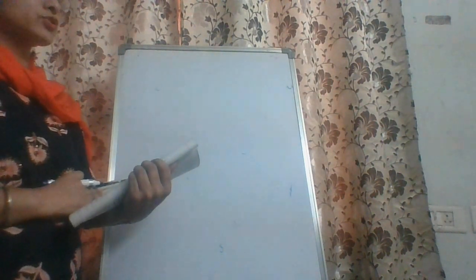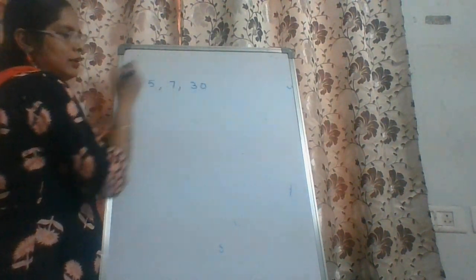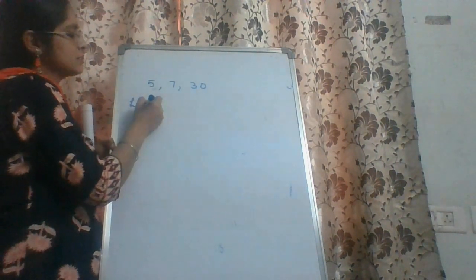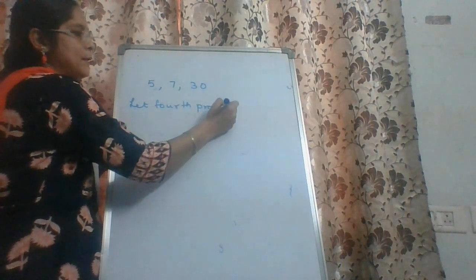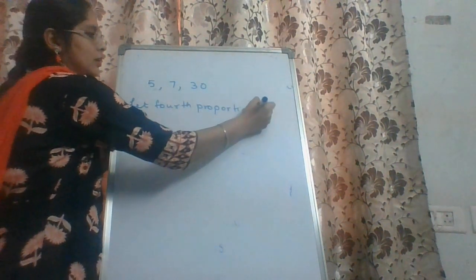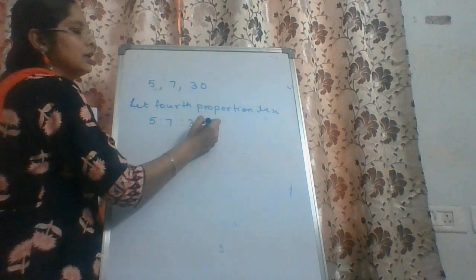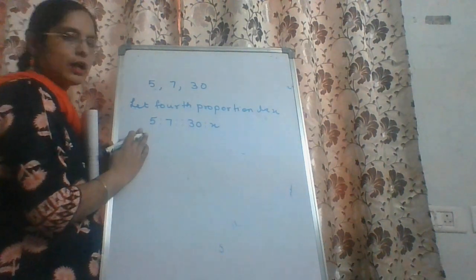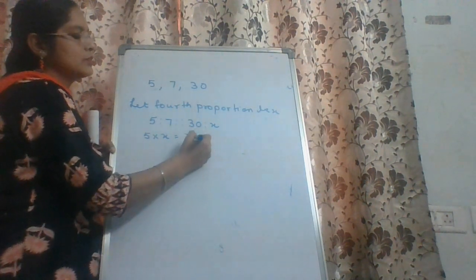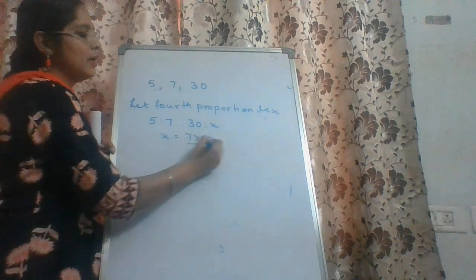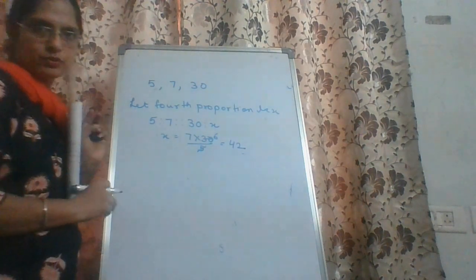Find the fourth proportion to the numbers 5, 7, 30. Let the fourth proportion be x. That means 5 is to 7 proportional to 30 is to x. Again, product of extremes equal to product of means. 5 multiplied by x is equal to 7 multiplied by 30. I can bring this 5 here. I get this as 42. So x is equal to 42.